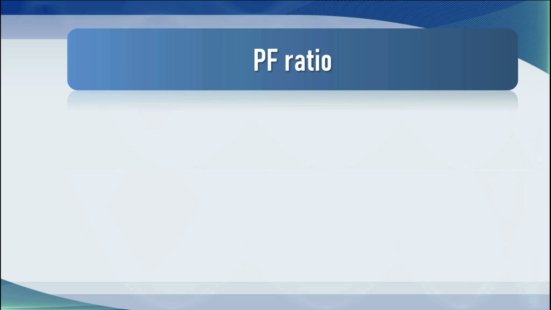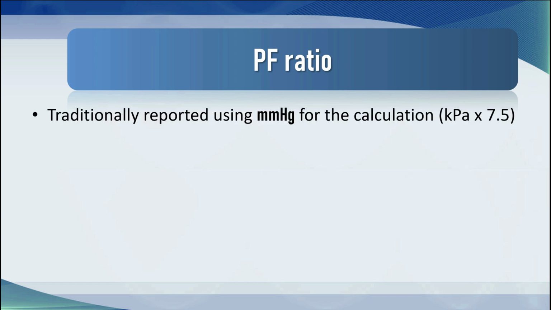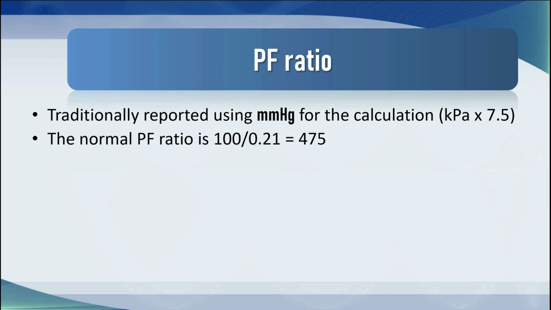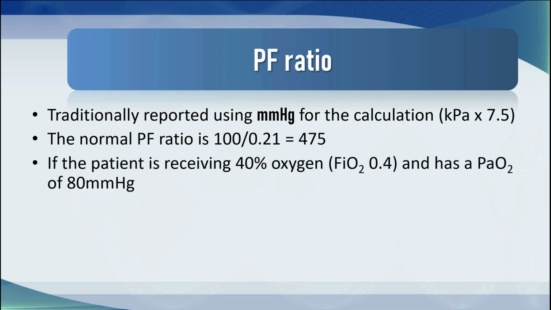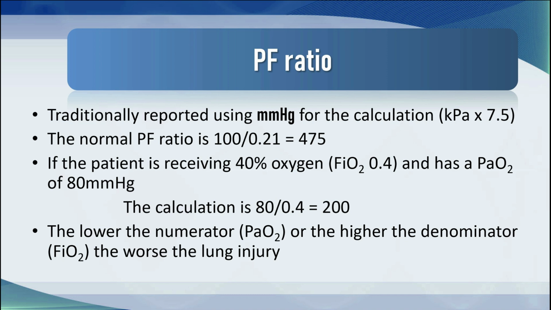Traditionally, the PaO2-FiO2 ratio is reported in millimeters of mercury. To convert it from kilopascals to millimeters of mercury, multiply kilopascals by 7.5. The normal PF ratio is 100 divided by 0.21 or 475. If the patient is receiving 40% oxygen, the FiO2 is 0.4 and has a PaO2 of 80 millimeters of mercury, the calculation is 80 divided by 0.4 equals 200. The lower the numerator, that's the PaO2, or the higher the denominator, the FiO2, the worse the lung injury.